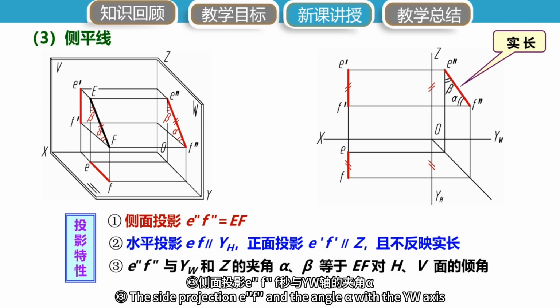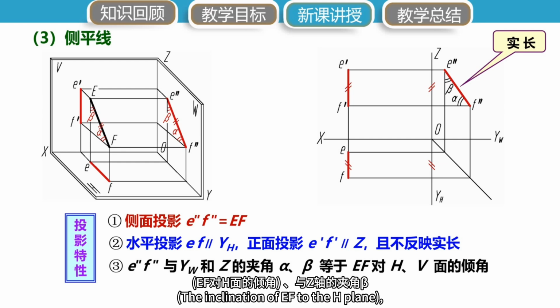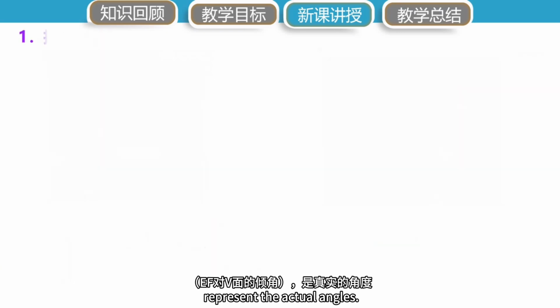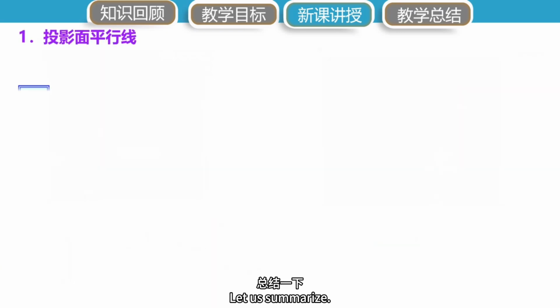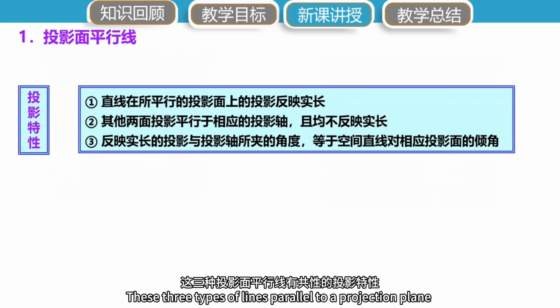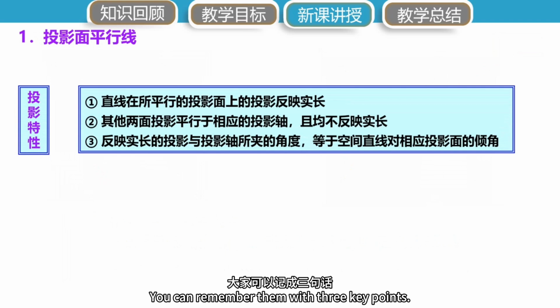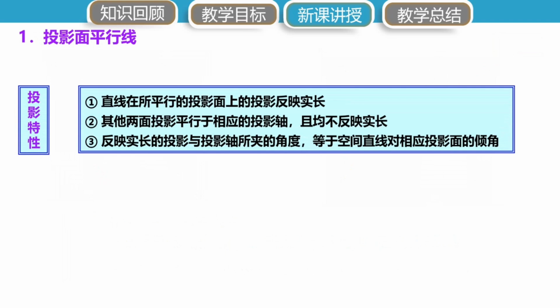Third, the side projection e''f'' and the angle alpha with the YW axis, the inclination of EF to the H-plane, and the angle beta with the Z-axis, the inclination of EF to the V-plane, represent the actual angles. Let us summarize. These 3 types of lines parallel to a projection plane share common projection properties. You can remember them with 3 key points.